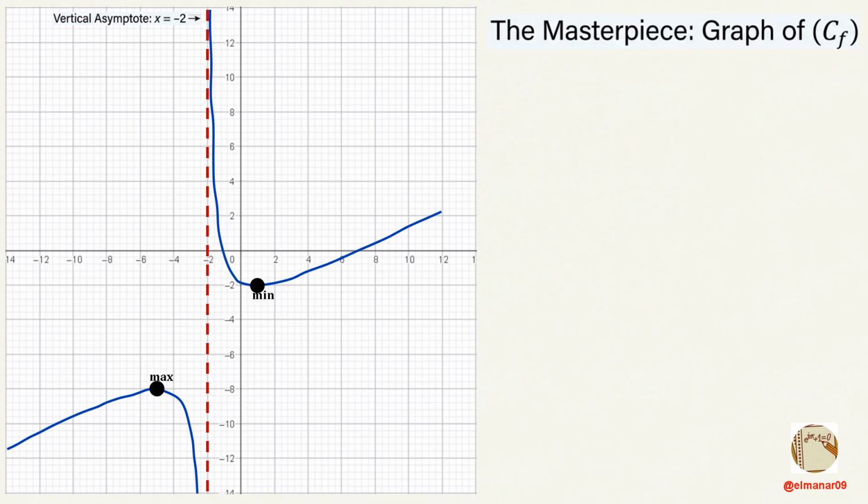But wait, there's more. See that blue dashed line stretching diagonally across the grid? That's the slant asymptote with the equation y equals 0.5x minus 4. As x heads out to the far right, our function f starts following that line like it's a guided path. It's all about the long-term behavior, folks.